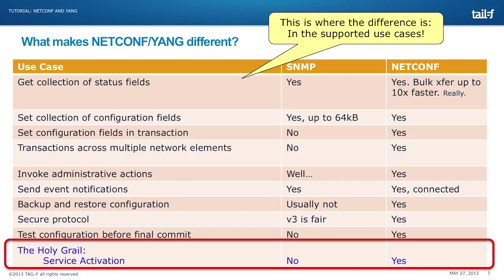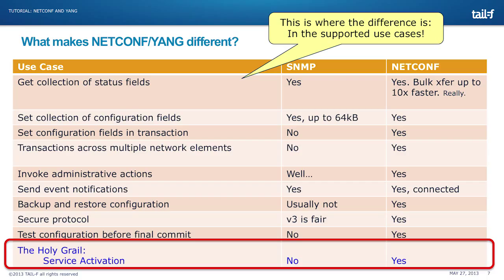With NETCONF, I can send a potential future configuration to a device and ask it to validate that configuration for me, and tell me if I asked it to go live with that config that it thinks it would be valid and would be successful. SNMP, there's just no concept there for that. But this last point in this slide is the really important use case, and it's been the holy grail of network operators: service activation.